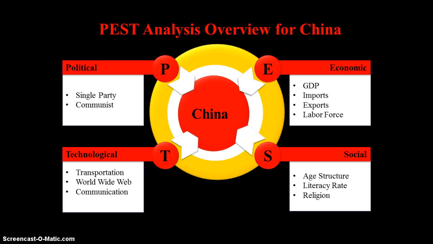Just to give you a brief overview of what a PEST analysis entails. A PEST analysis will include the political, economic, social, and technological factors of the country. We will be going over the government and the political factors, and the economic factors, where we will cover GDP, imports, exports, labor force, and everything else that the economic issues entail. Then social factors, where we'll go over the age structure, literacy rate, religion, and things like that. Finally, last but not least, we'll go over the technological factors, which include transportation, the World Wide Web, communication, and all the things like that.